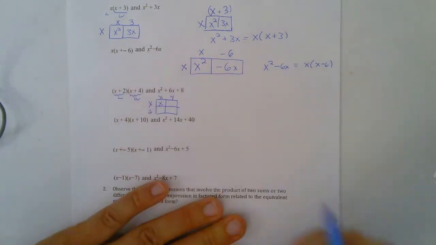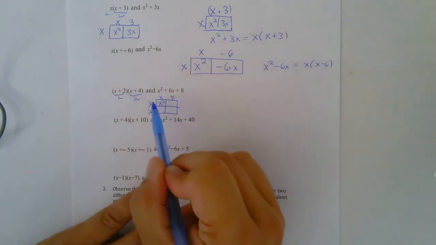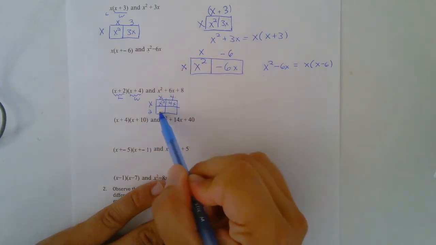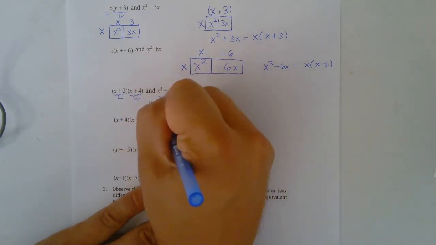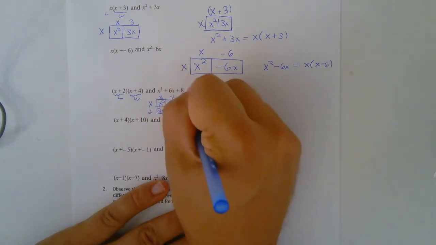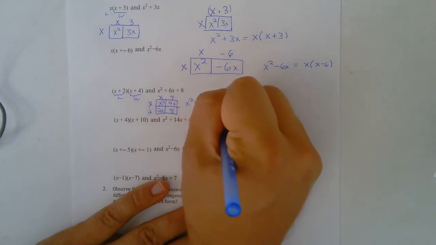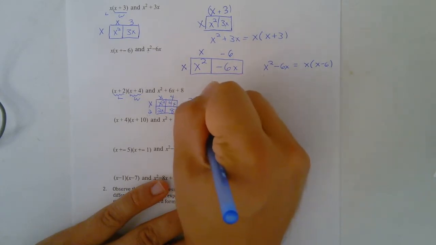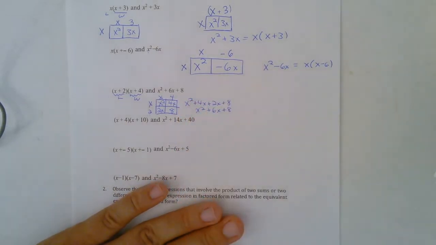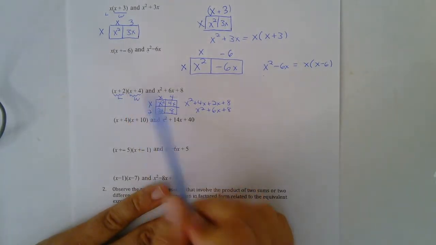So this would make x. x times x makes x squared. 4 times x is 4x. 2 times x for this rectangle is 2x. 4 times 2 is 8. So here you would have x squared plus 4x plus 2x plus 8, which is x squared plus 6x plus 8. So again, this is factored form.